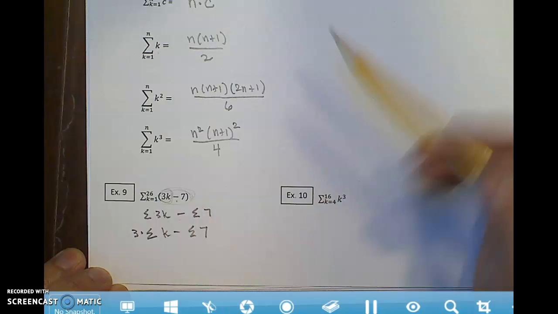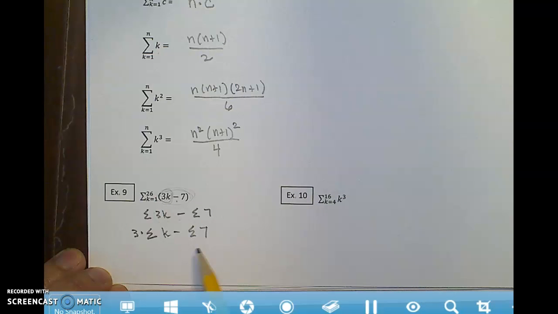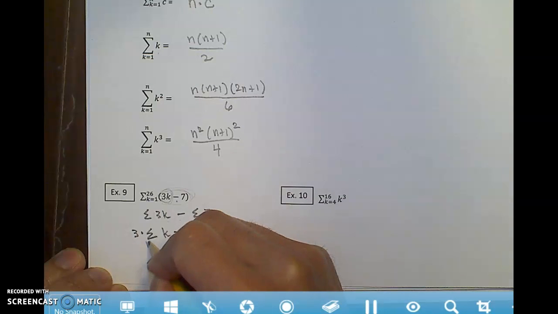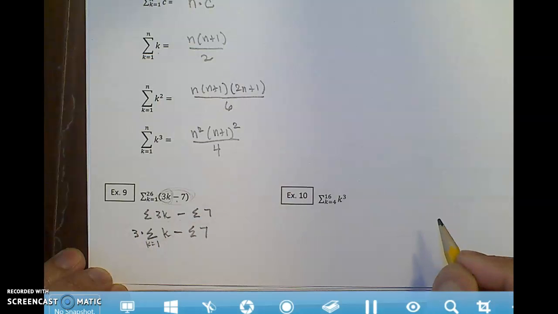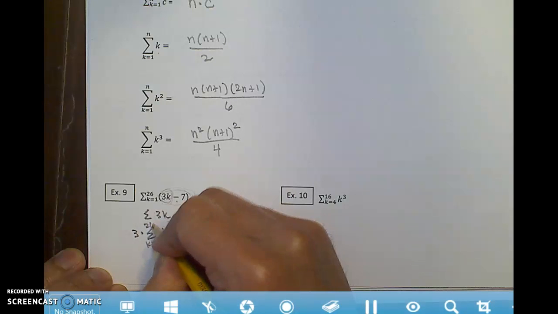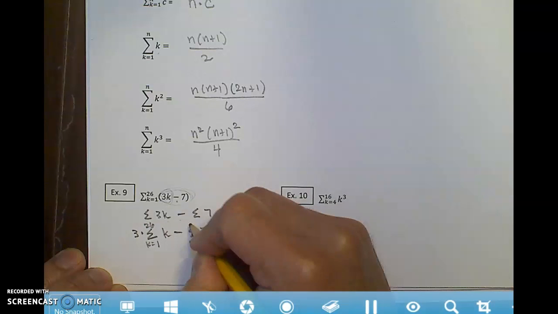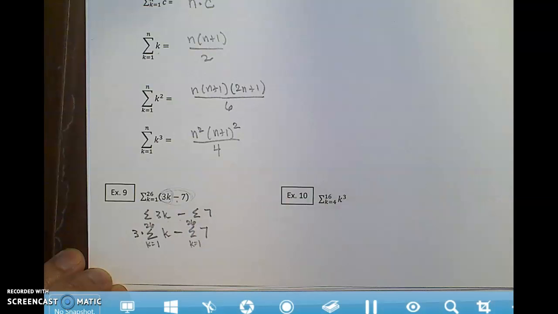Alright, so now we're going to use these formulas to help us find these individual sums. These are two sums which we are going to subtract. Alright, so let me put in those numbers again. So we got k in the first term to the 26th term. And here we got from the first term to the 26th term.